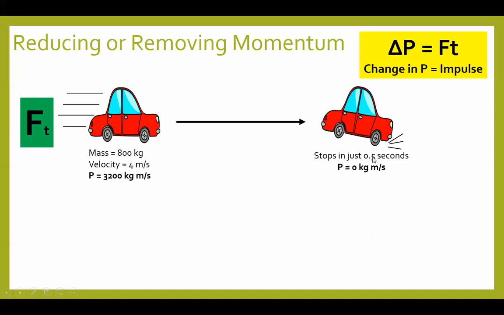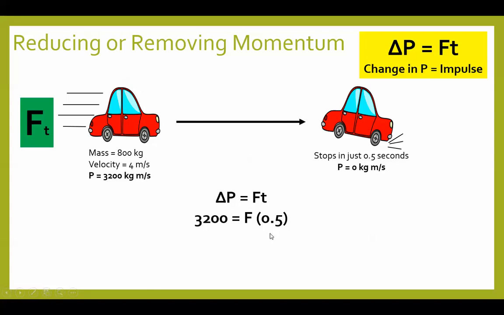So the thing that we're going to solve for is, well, how much force did that take? So here's how we do it. We get out our equation. It's also up here on the corner of your screen. The change in momentum is equal to the force times the time. Well, our change in momentum was we went from 3,200 down to 0. Well, that's easy. 3,200 down to 0 is a change of 3,200. We don't know the force yet, so we're going to leave it as an F. But we do know the time. It said that it stopped in just a half second, so we plug in a half for time.